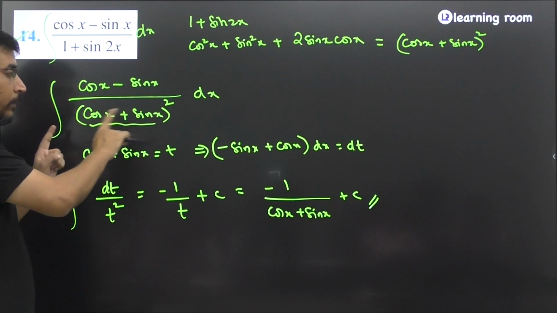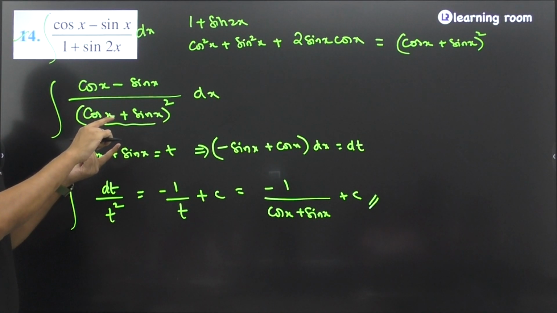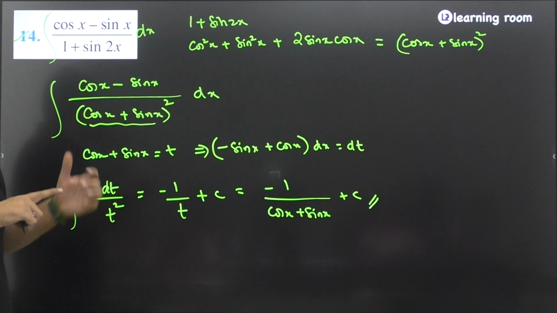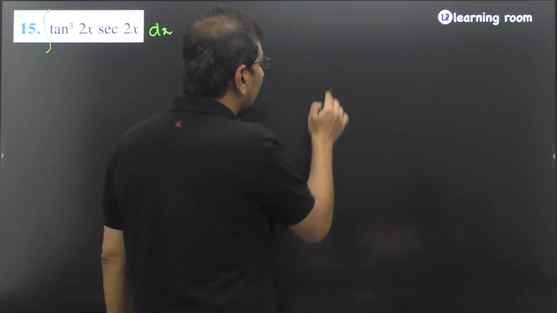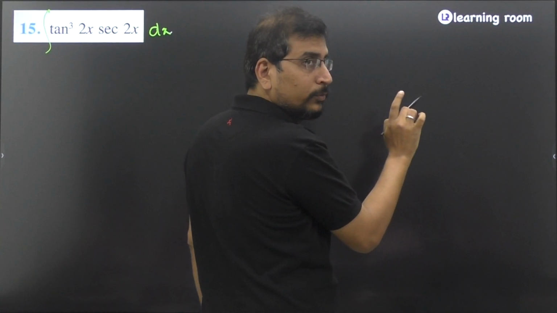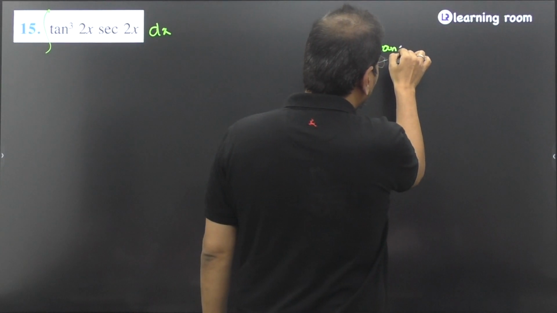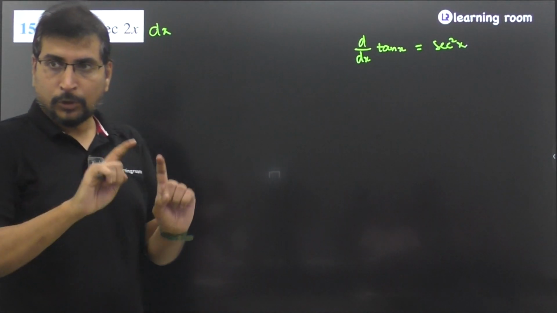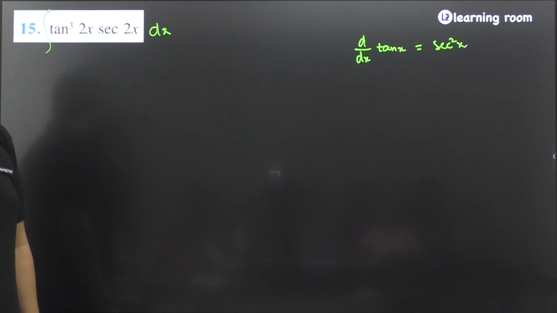So whenever you have the combination of cos x plus sin x and the numerator is cos x minus sin x, you can take one of the values as t. Mostly you take the denominator as t. Whenever there is a combination of tan and secant, always think in this format. You know that the derivative of tan is secant square. Means in a problem, if you have secant square, you can take tan as t and then proceed.